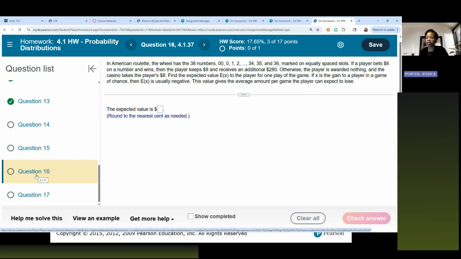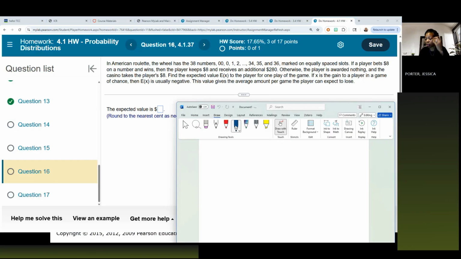Okay, we've got an American roulette game. If a player bets $8 on a number and wins, then the player keeps $8 and receives an additional $280. Otherwise, the player is awarded nothing and the casino takes the player's $8. Find the expected value to the player for one play of the game.